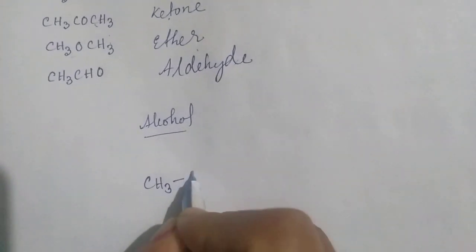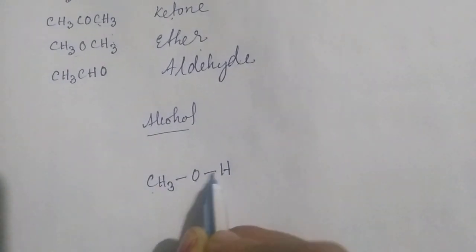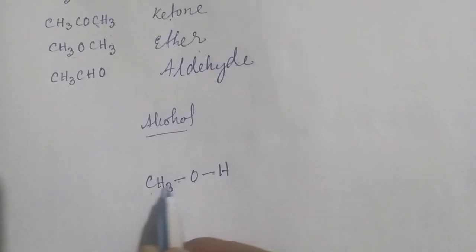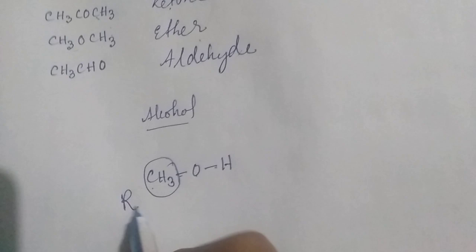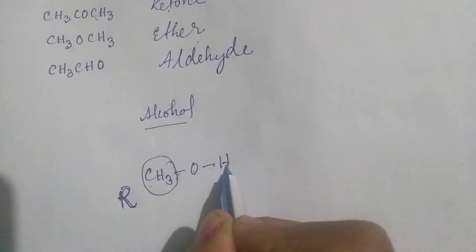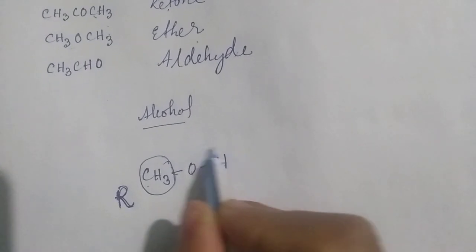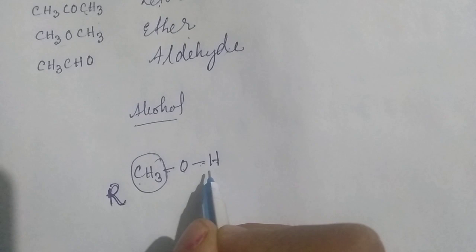So alcohol, CH3OH, that means CH3, oxygen is single bonded on both sides. Here this is R group, that is alkyl group, and this is O, then this is H. Whenever it is in this form, ROH, then this is called alcohol.